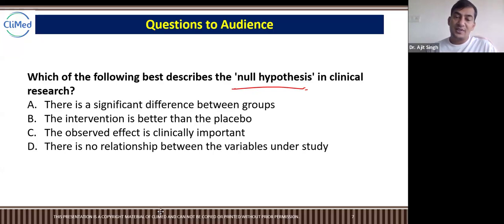There is no relationship between the variables. That is written already. Null hypothesis is a question or the hypothesis that we want to prove by doing our project. Okay, we want to prove it. And if you want to prove that there is a relationship, then what is that called? In an ideal research scenario, null hypothesis should always be rejected. Why?